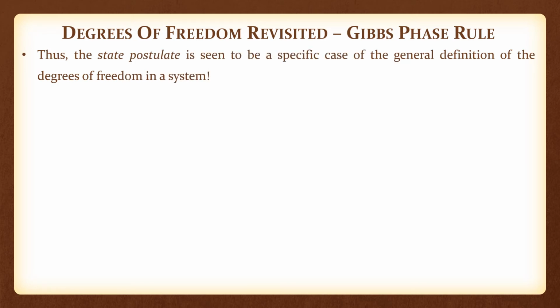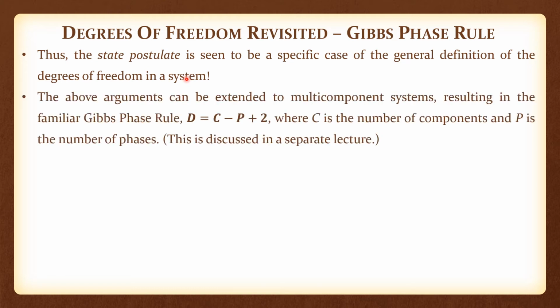So what do we understand? We understand now that the state postulate is a specific case of the general definition of the degrees of freedom in a system. We started with that hypothesis or some sort of a postulate. We said that, hey, this is what we take it to be, and it turns out that it is actually a specific situation for a more general degree of freedom.